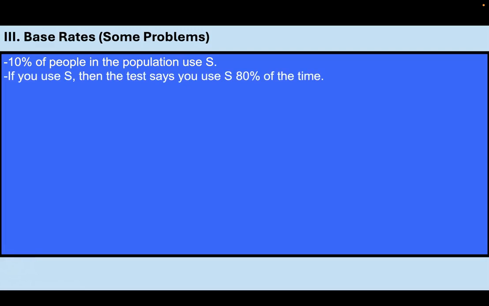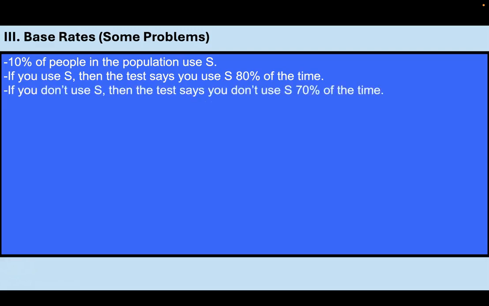And if you use the steroid, the test says you use the steroid 80% of the time. So it gives 80% true positives. But it's not 80% accurate for negatives. If you don't use the steroid, the test says you don't use the steroid only 70% of the time. So it only misses 20% of the positives, but it gives you 30% false positives.